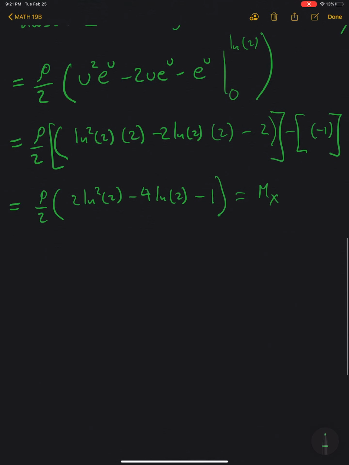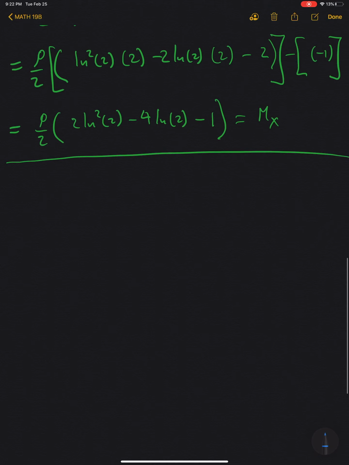Now we have to do something similar for the y moment. So we're just halfway through. Now we have to do the y moment, which is rho integral between a and b, and now we have x f(x) dx. So that's always the expression that we have for the y moment. In our case, this should be rho integral between 1 and 2, x natural log of x dx.